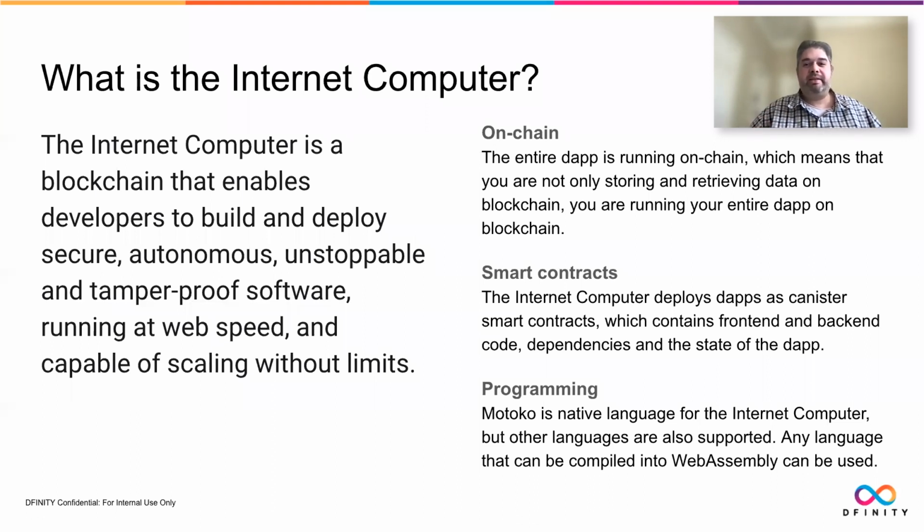or I would say one of the things that I like about the Internet Computer is that you can run everything on chain. So you run the entire dApp, you run your front end, you run your back end, everything is running on the chain. That's a feature of the Internet Computer I appreciate a lot. The smart contracts can contain both the front end and the back end, as I said, and the dependencies of the dApp. We are going to present two programming languages today in our workshop.